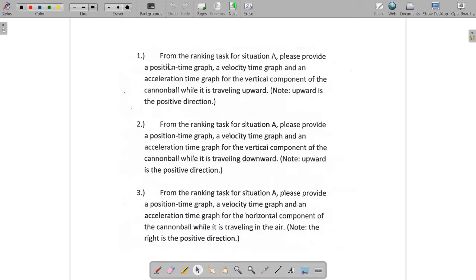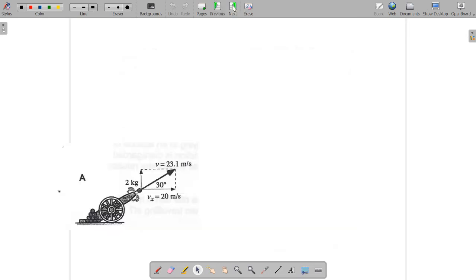Number 1 says, from the ranking task for situation A, please provide a position time graph, a velocity time graph, an acceleration time graph for the vertical component of the cannonball while it is traveling upward. So in other words, for number 1, we're solely focusing on what's happening in the y direction. So if I have a cannonball, and I launch it here in A, it's obviously going to look something like this. It's going to go up, stops, and comes back down. And this is the point where it just comes to a stop there for a brief moment of time before it comes back down.